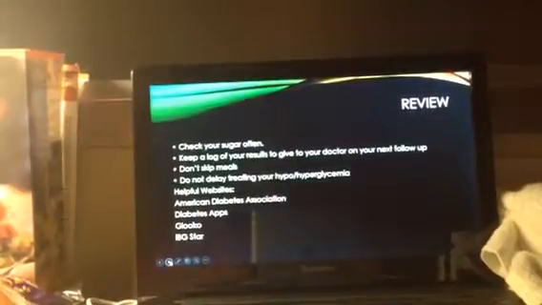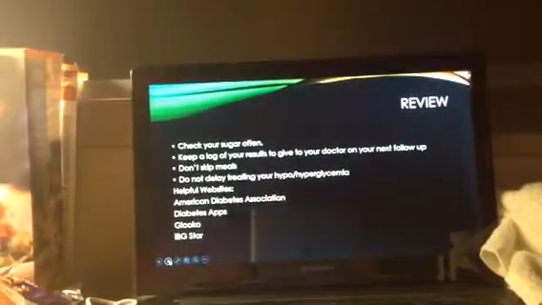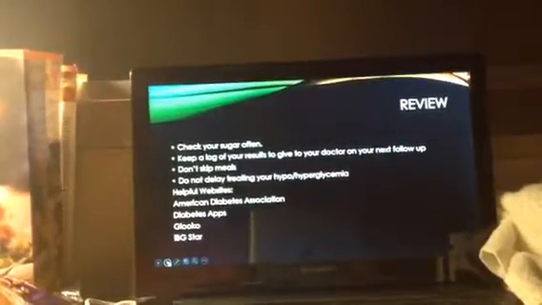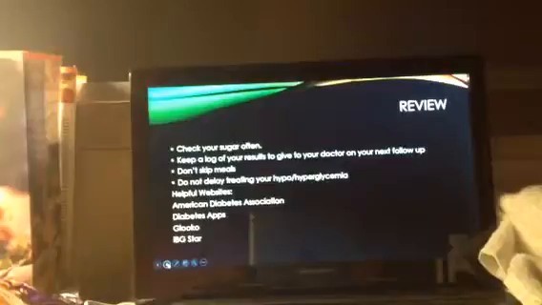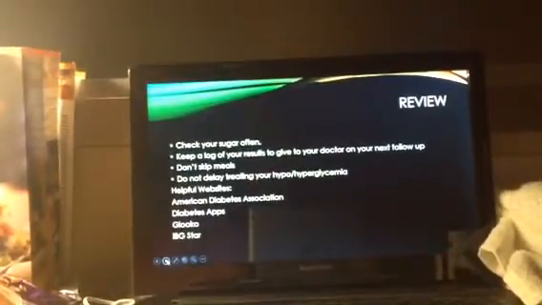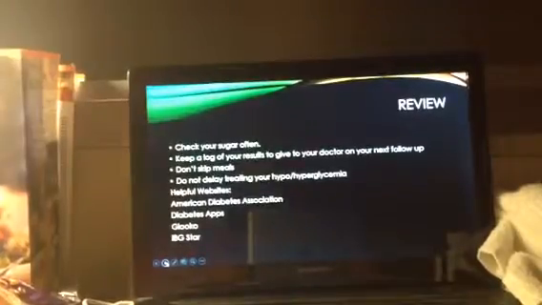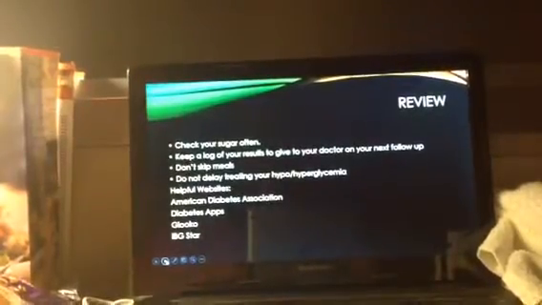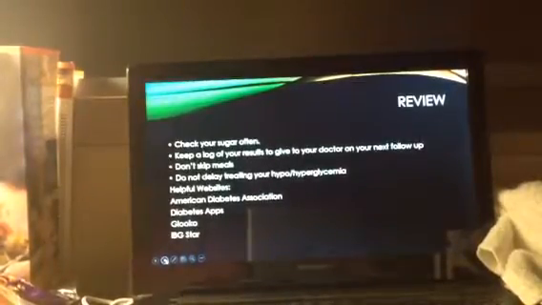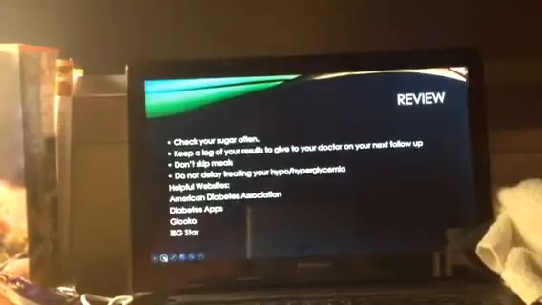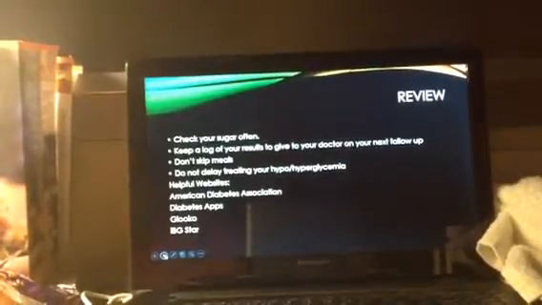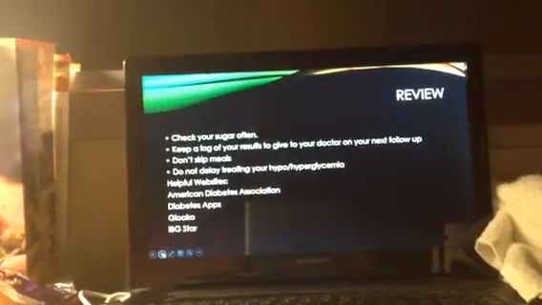Now, there's some helpful websites that you can watch. One of them is American Diabetes Association, and there's also apps that you can get for your phone. Two of the more popular apps are called Gluco and it'll help you track your glucose and keep track of what your blood sugars are and what you're eating. There's another one that's IBG Star, which also helps track your blood sugar and your blood pressure and your levels of your sugar on your food.